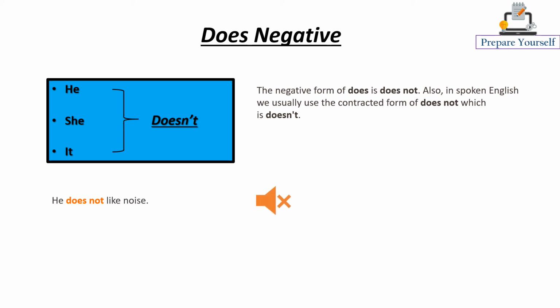He does not like noise. This is not the correct way of speaking. So tell me, what is the correct way of speaking? It is, he doesn't like noise. See, the correct sentence structure helped us.